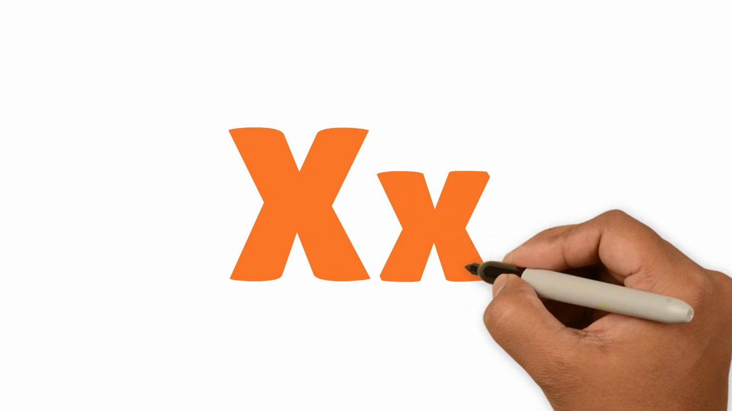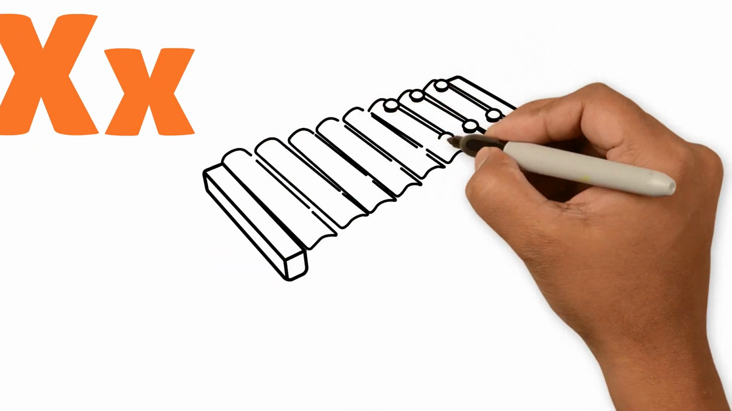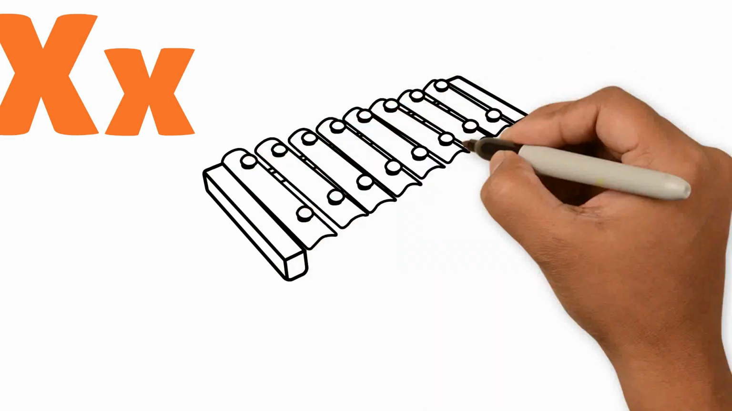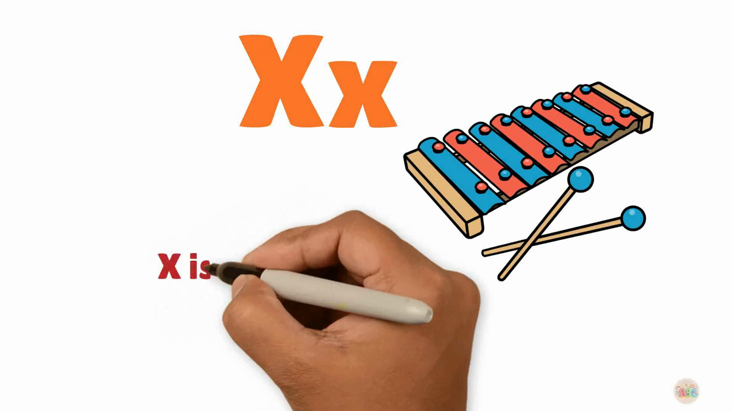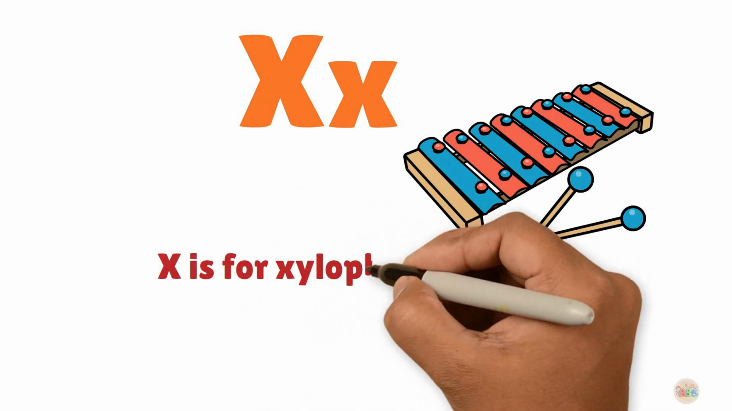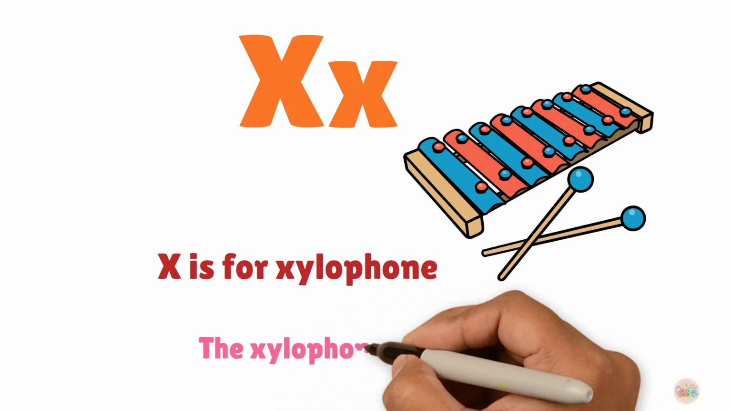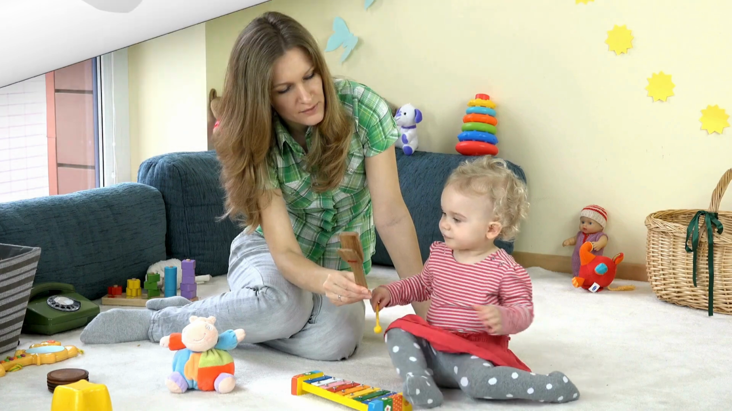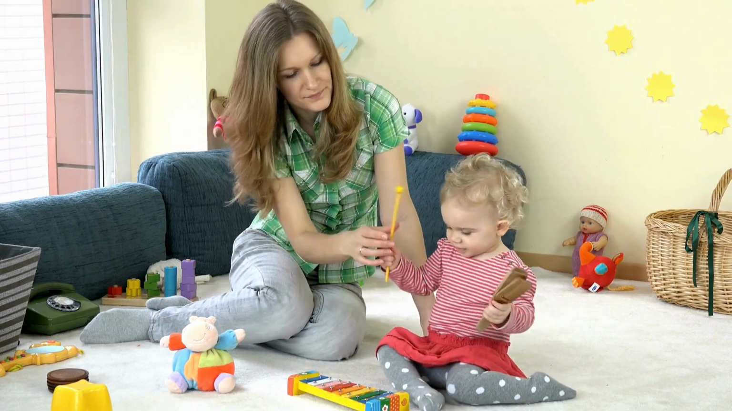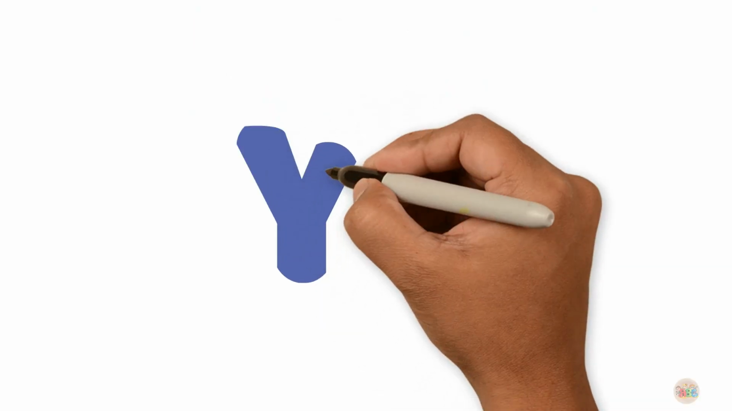Say with me, X. X is for xylophone. Again say with me, X is for xylophone. The xylophone is fun to play. Now it's your turn.